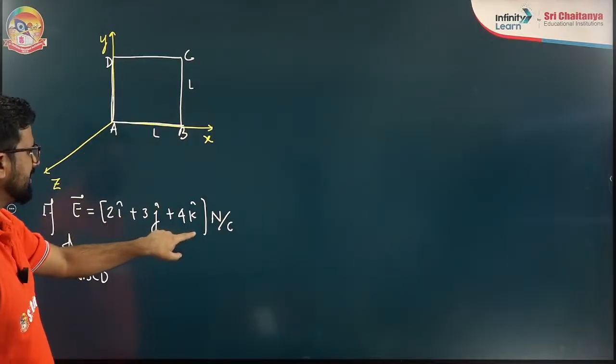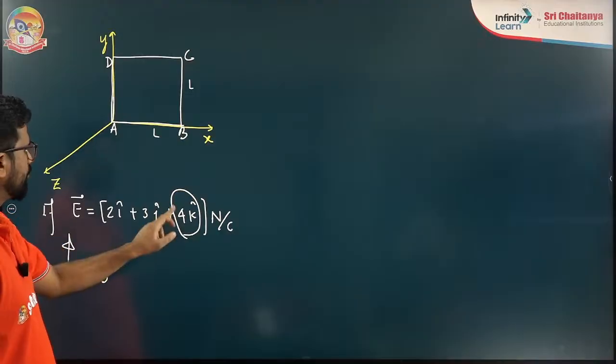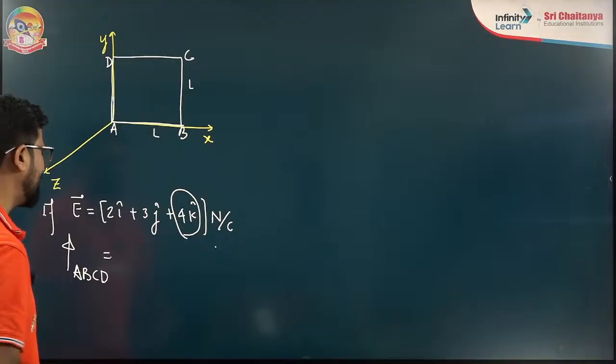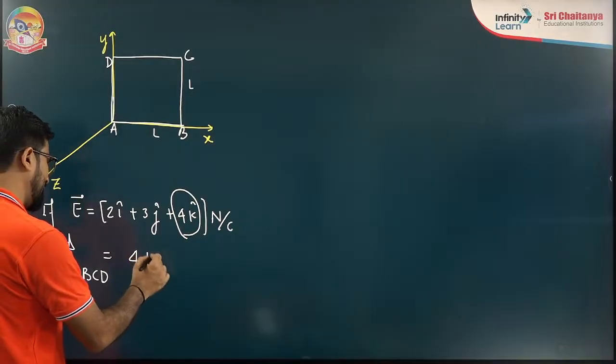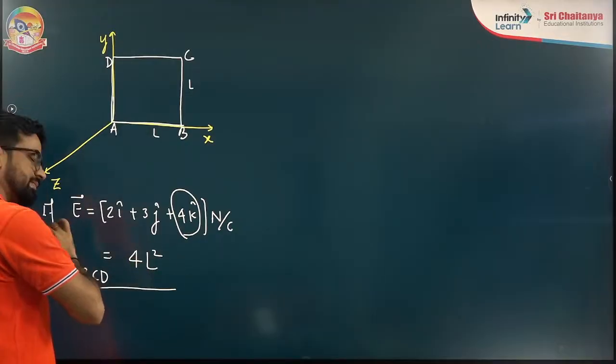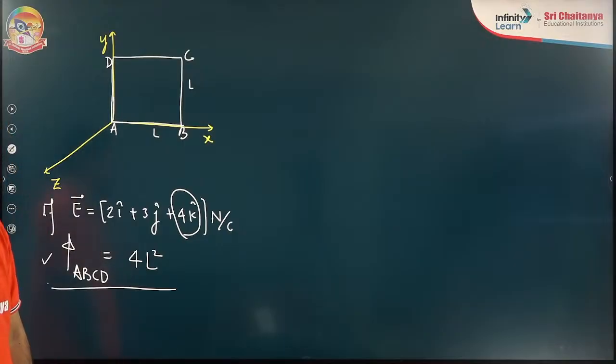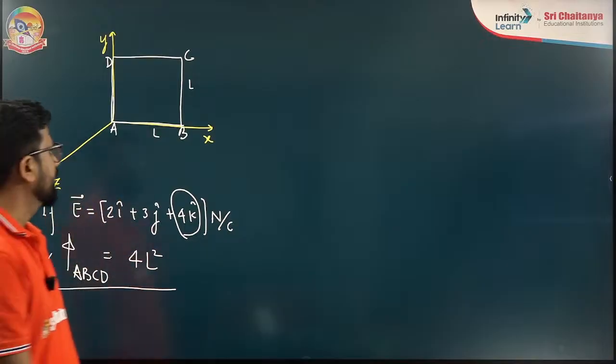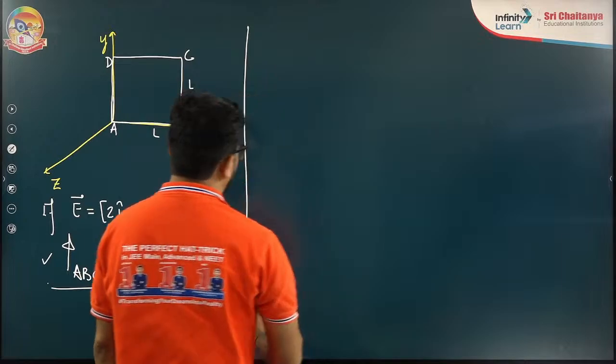So how much is the z direction field? 4. So 4 into this area. What is the area? L square. So directly you will multiply, you will get 4 into L square. That's the answer. That's the flux. Clear? Very good, beta. Gayatri, King, both answers are correct. So you can see this is a very basic thing, the xy plane, that we can solve.